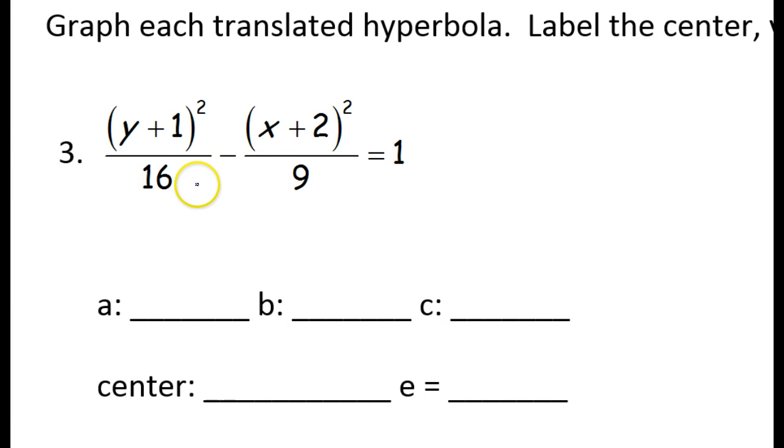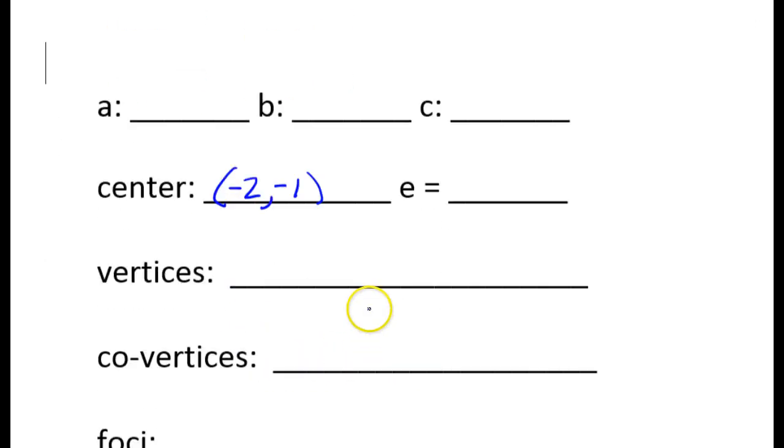Number 3, you're given the standard form equation. We just have to graph it and label all the stuff. Let's start with the center. The center is going to be the opposite of these two, but just be careful of the order. The x-coordinate of the center is going to come from the x part of the equation. So I will have -2 because of this. The y-coordinate of the center will come from the y part of the equation. So I will have -1. It's the opposite of both of these. That's why they're negative. So I've got the center at -2, -1.